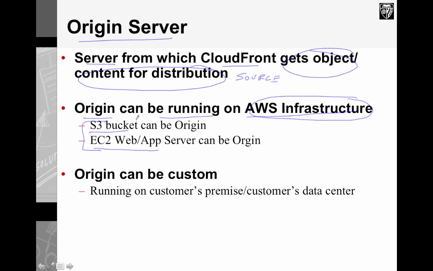It's very common to use S3 buckets as origins, but it's also possible for you to use EC2 web applications as origins, especially if you're going to be serving dynamic content. The origin can be custom too. In other words, if your application is running in your infrastructure, in your data center, you can still use CloudFront CDN to serve your content. So they're open to both solutions.